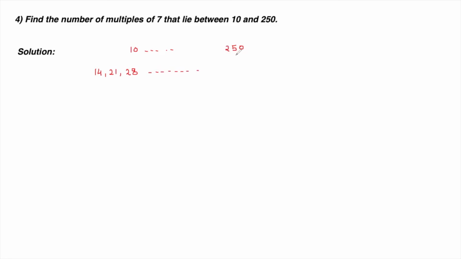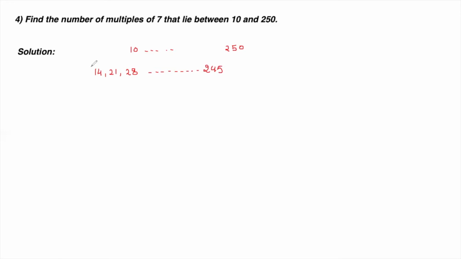Now we need to find the last term of the series. And how can we find that? We can simply divide the number by 7, and we can know if the number is a multiple of 7 or not. If we divide 250 by 7, it is not divisible by 7, so it is not a multiple of 7. So we will find that 245 is the number that is divisible by 7, and hence the last number of the series would be 245.